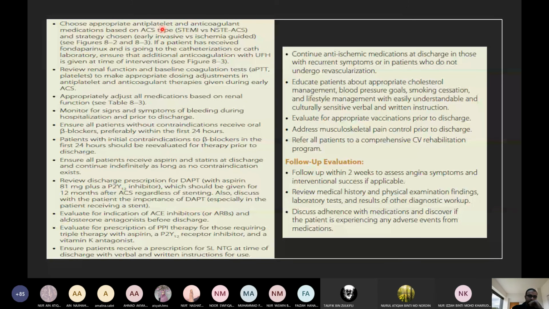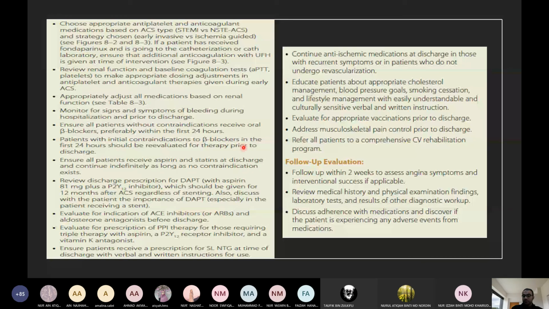Fondaparinux in PCI, for example. The renal function and the coagulation profile can guide which agent to be used. Signs and symptoms of bleeding as one of the monitoring parameters is very important. The beta blocker and the timing.